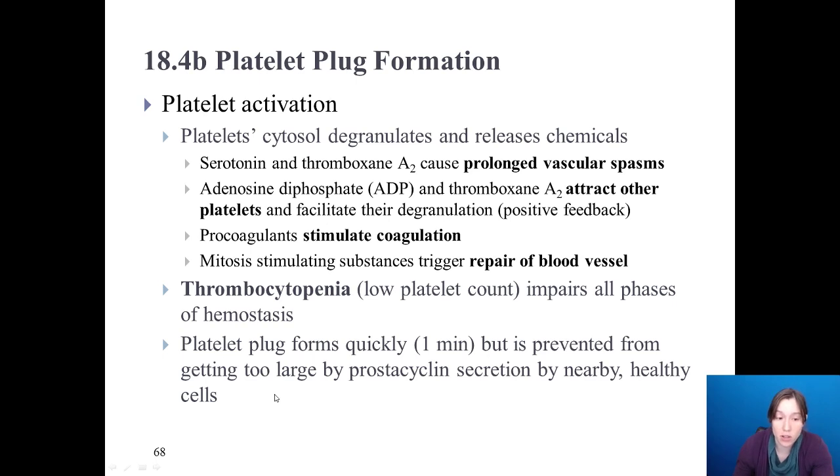And so the platelet plug usually forms quickly, in around a minute, and it's prevented from getting too large because the nearby healthy endothelial cells are going to continue to secrete that prostacyclin, which is going to inhibit them from sticking and activating in the other areas.